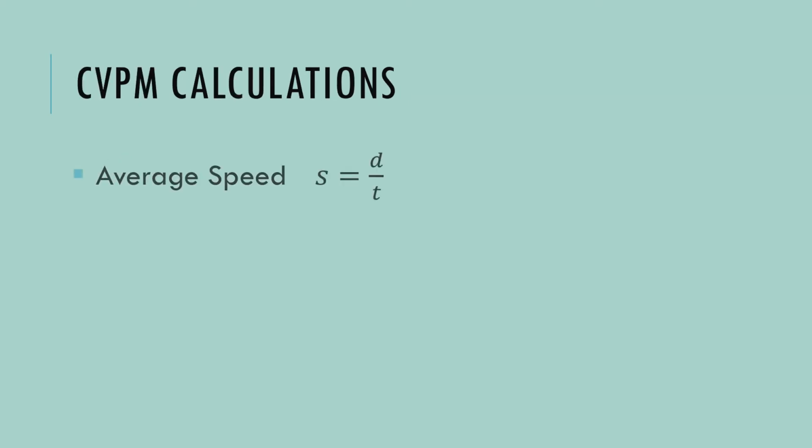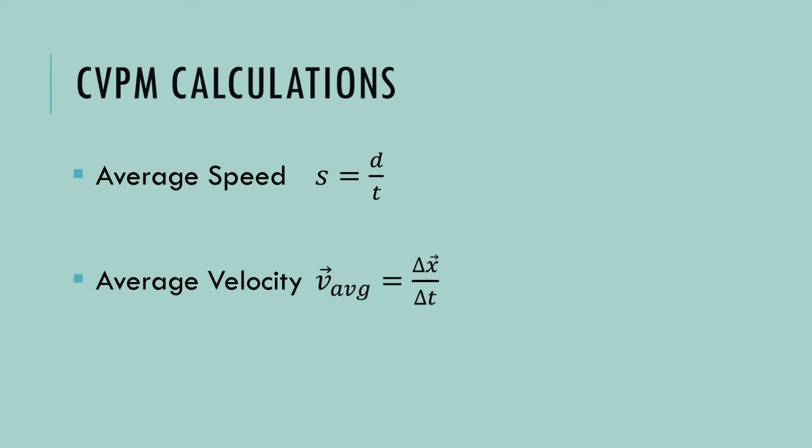So when it comes to the calculations that we'll do in this unit, we have two equations. The first equation is for average speed. We'll use an S to represent speed, a D for distance, and a T for time. So speed, as we defined it, is the distance divided by the time.